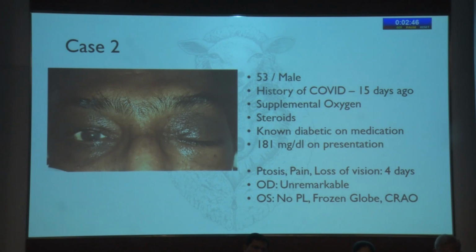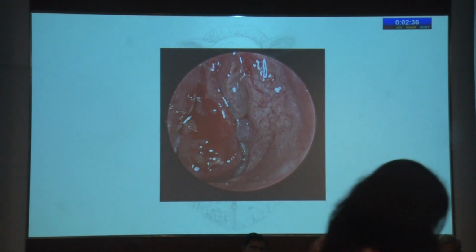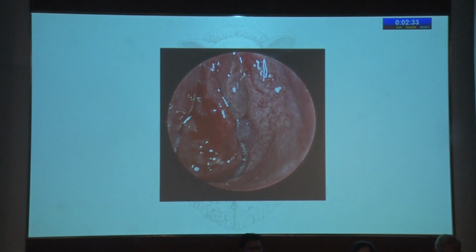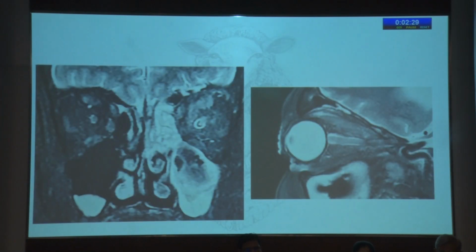Second case is a 53-year-old male, again with a history of COVID 15 days ago. Rapid onset of loss of vision, ptosis and pain. Again, nasal mucosa. This is an iatrogenic bleed caused by the endoscope. No ulceration, no eschar. However, the disease shows complete orbital involvement with loss of contrast and perineuritis.